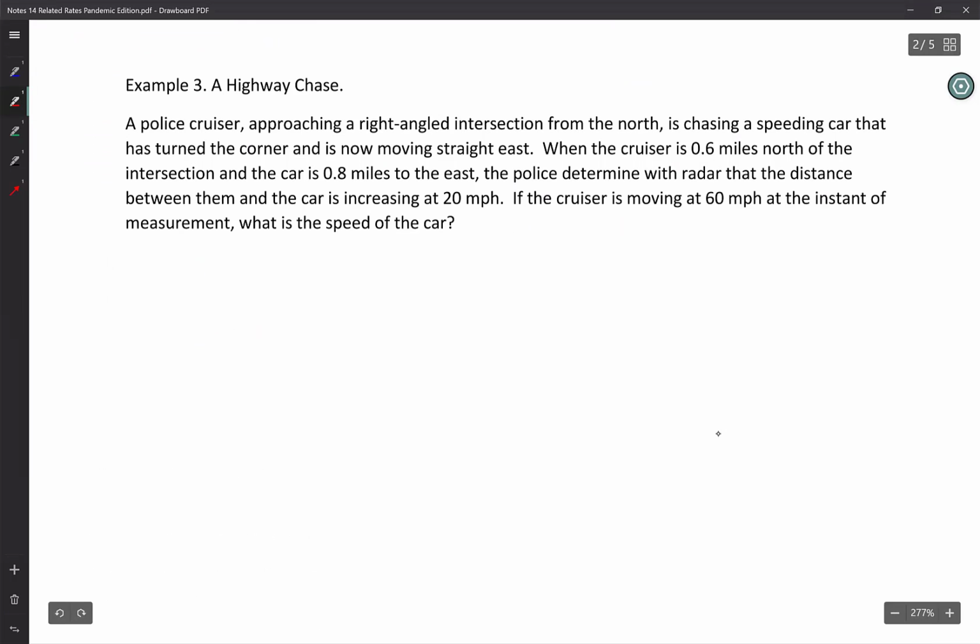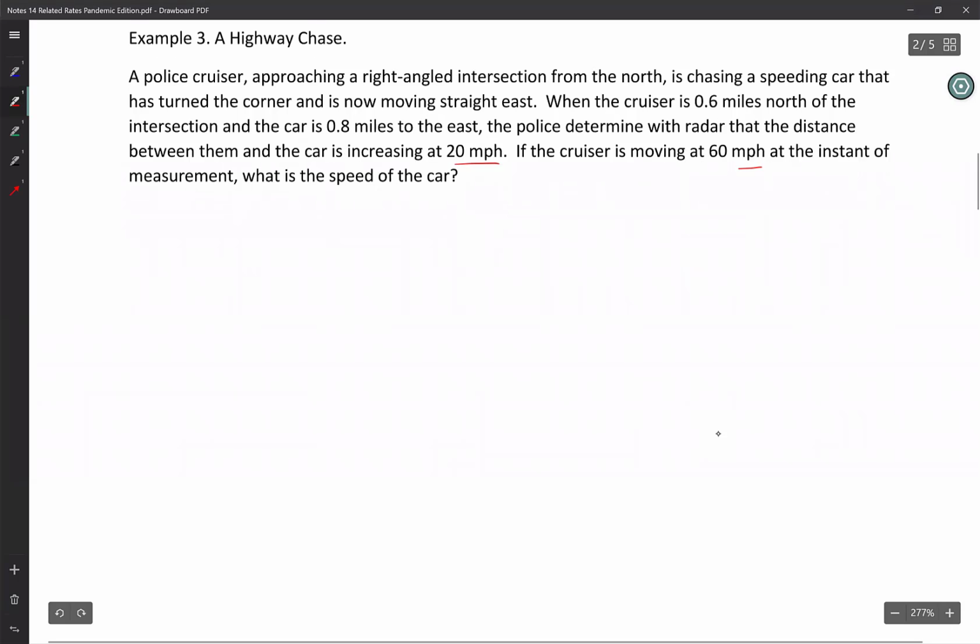A police cruiser approaching a right-angled intersection from the north is chasing a speeding car that has turned the corner and is now moving straight east. When the cruiser is 0.6 miles north of the intersection and the car is 0.8 miles to the east, the police determine with radar that the distance between them and the car is increasing at 20 miles per hour. If the cruiser is moving at 60 miles per hour at the instant of measurement, what is the speed of the car? Okay, we need a picture, guys.